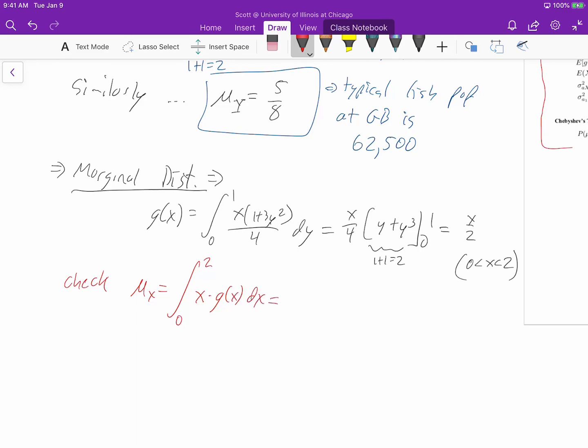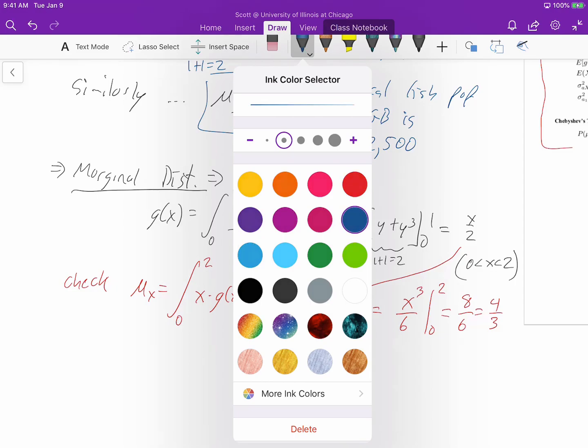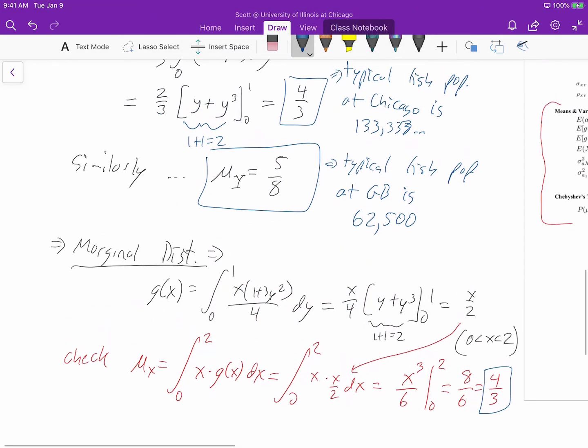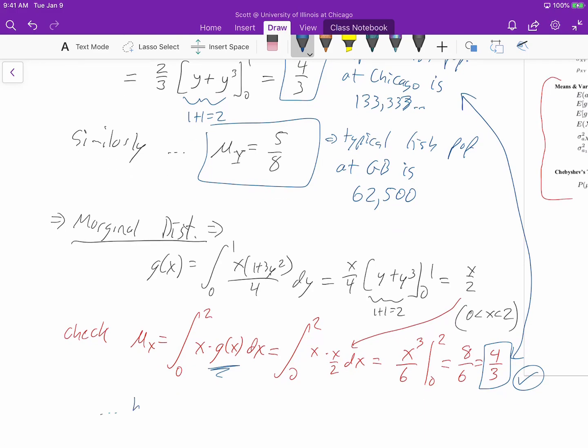So this is just the integral from 0 to 2 of x times x over 2 dx. That's x squared over 2, so then x cubed over 6 from 0 to 2. And we get 8/6, which is 4/3. And that number should match right there. So if we already have the marginal distributions, it helps simplify that mean value check. And you could do the same thing for h of y, and I have this in my notes.